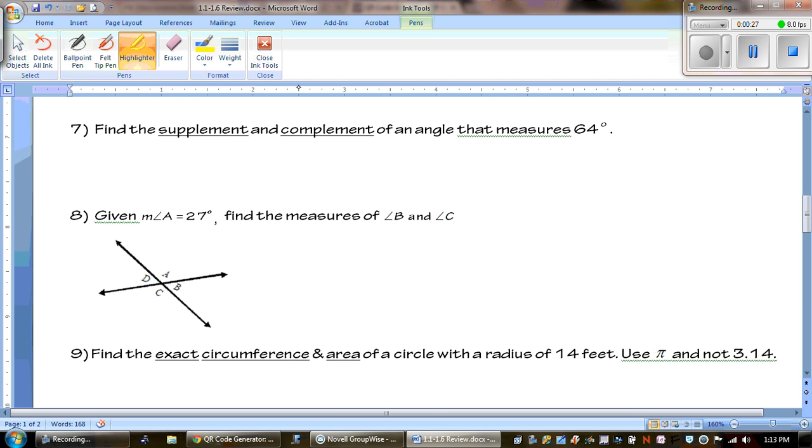So here's one of them. Complement and supplement. Now, I already go through one of the videos on how to do this. Just remember that for supplement, you want the two angles to add up to 180. So if you take 180 minus your angle, you're going to find out what the supplement is. The complement is when you take 90 minus 64 and you find out what that missing angle is. I'm not going to go through that work. I'm just going to show you how to do that. Okay?